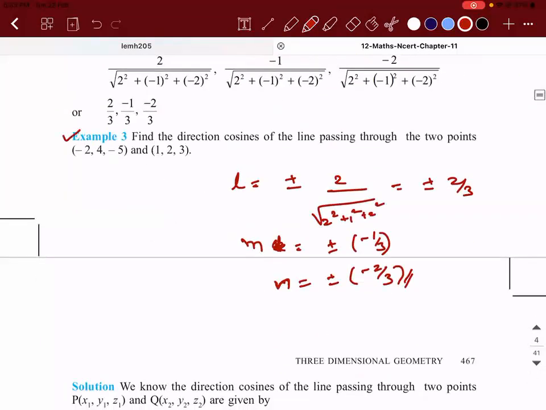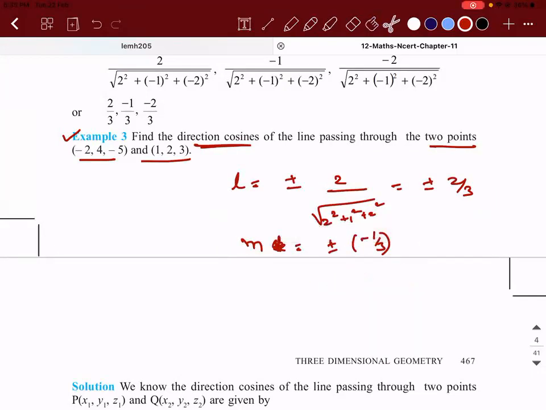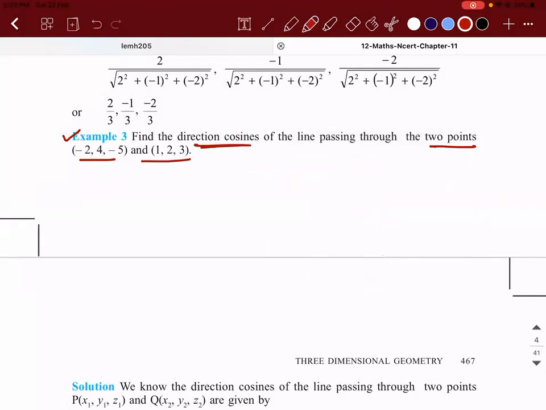Okay, next. You need to find the direction cosines of the line passing through the 2 points, -2, 4, -5 and 1, 2, 3. So how to find? Read the question carefully. Your job is to find the direction cosines of the line. They've given you the points, so first we will find the DRs. X2 minus X1, that is 3. Y2 minus Y1, that is -2. And Z2 minus Z1, that is 8. So once you know the DRs, DCs is easy.